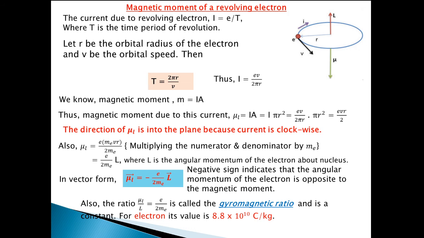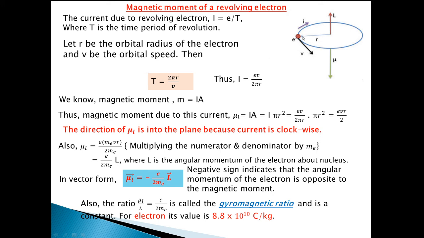First, the direction of the revolving electron is anti-clockwise as suggested by Niels Bohr. So, the current due to the revolving electron is I equal to e by T, where T is the time period of revolution, and the direction of this current is opposite to the direction of motion of the electron, because conventionally the direction of current is taken opposite to the direction of electron.